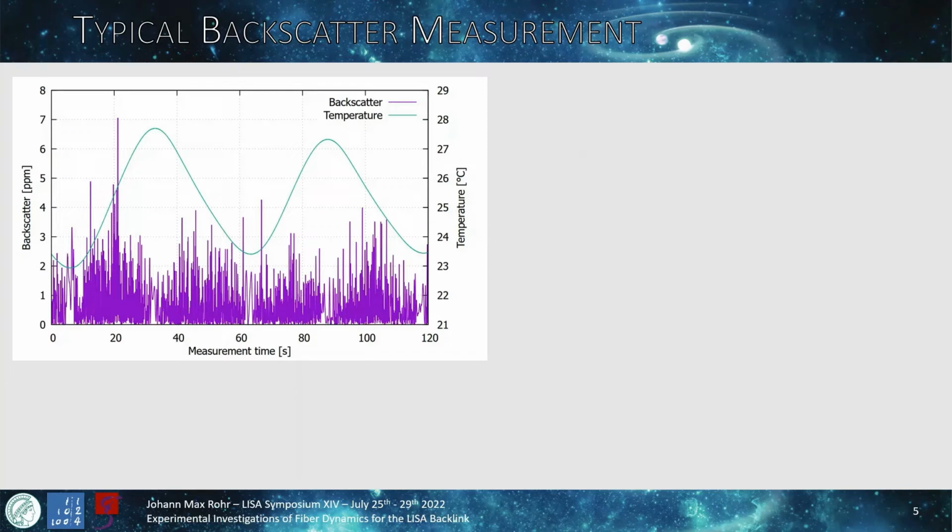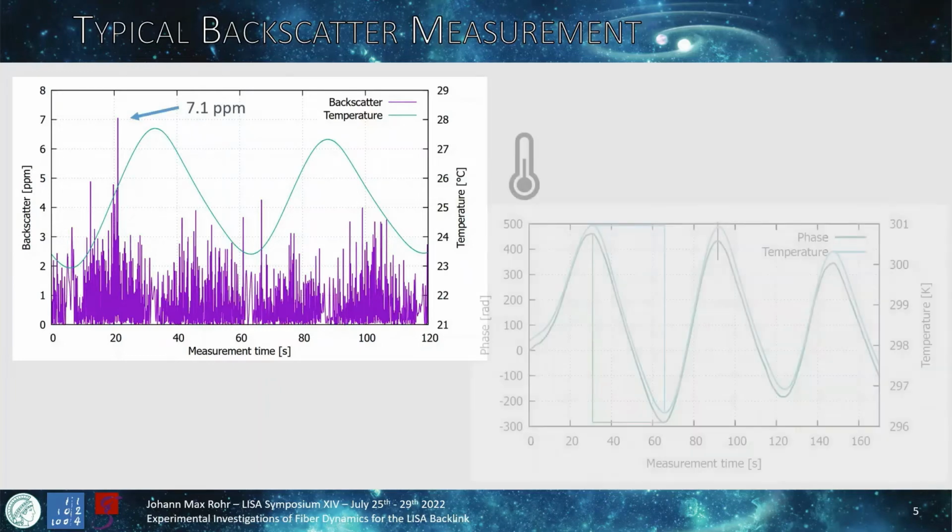While measuring the backscattered light, we perform a temperature modulation of the fiber under test to accelerate the measurement and obtain a more conservative estimate of the maximum backscatter expected. Here is a time series with such a modulation applied, and we measure a peak backscatter of about 7.1 ppm.